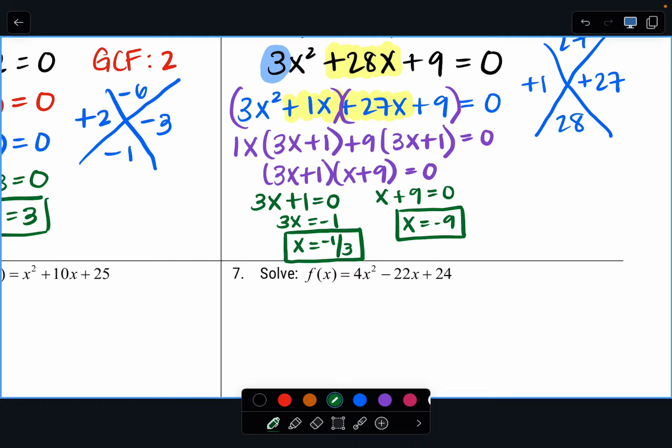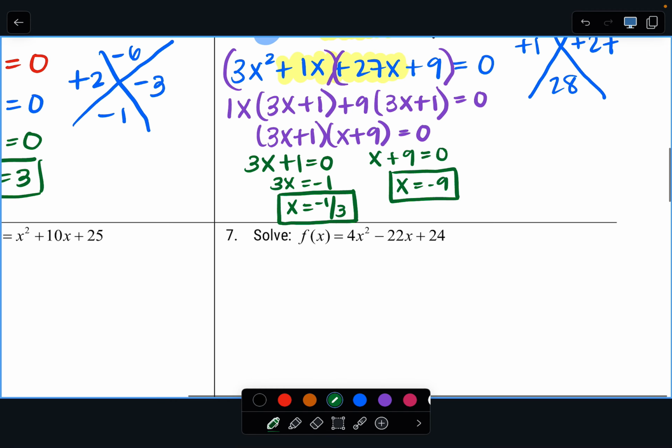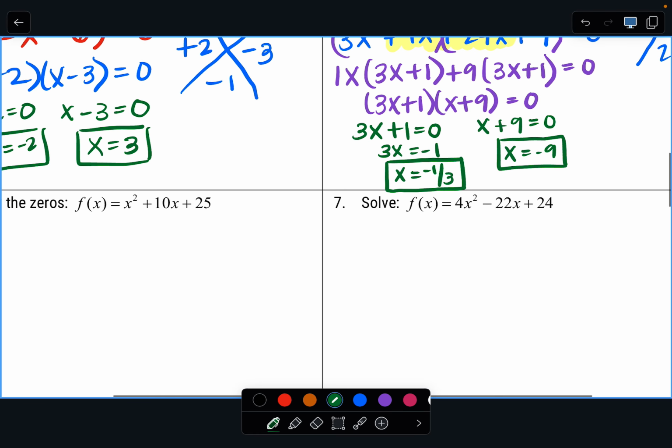Yes, you have to take it all the way to a fraction. You don't have to convert it to a decimal. If it was something like 2/4, we would want you to simplify it to 1/2, but this would be a perfectly fine answer, negative 1/3. Okay, any questions so far? Sweet. Let's go in and let's try it again.